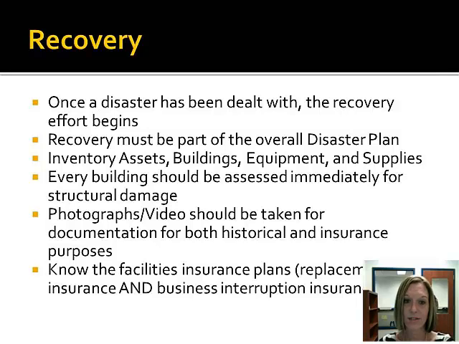The insurance plans for replacement and business interruption insurance must also be well known and documented. It is sad to say, but during times of large disasters, it is all too easy for anyone to fall victim to an insurance company trying to not pay out for many various reasons. Having proper documentation can mean the difference between rebuilding your facility and closing in many circumstances.